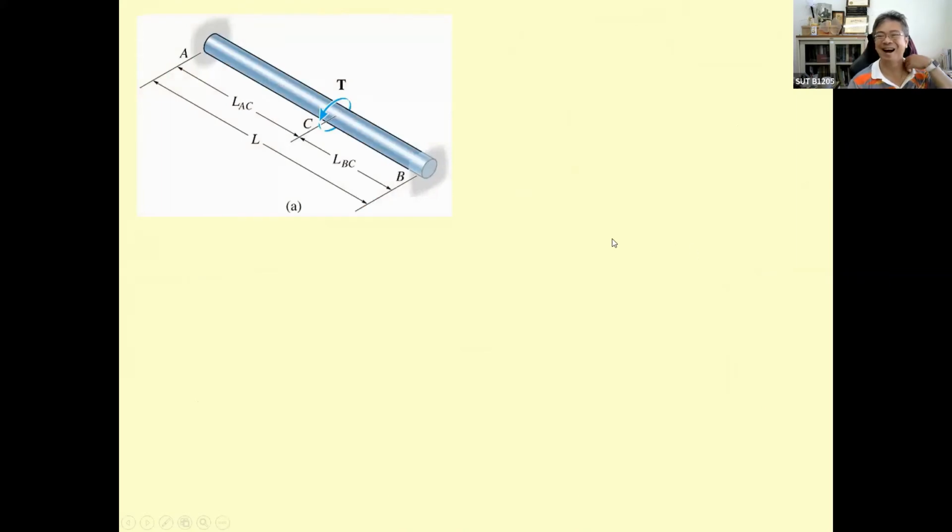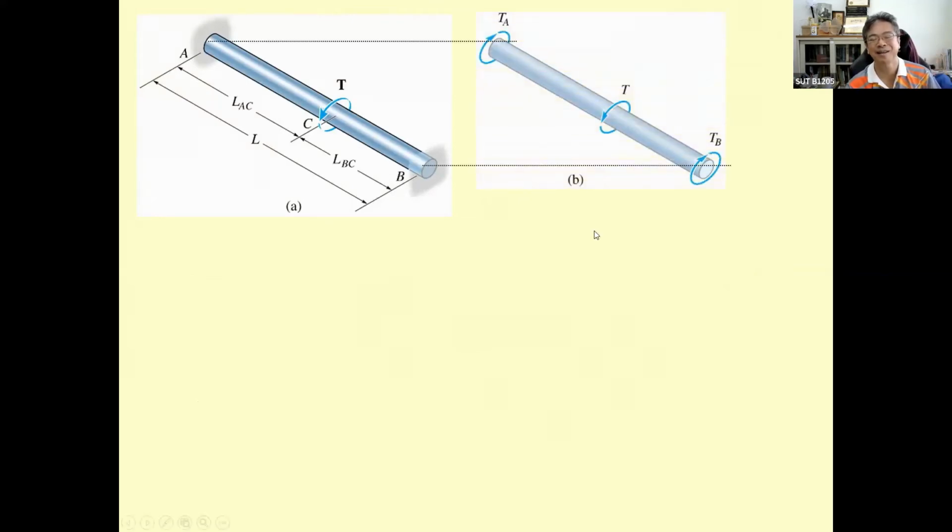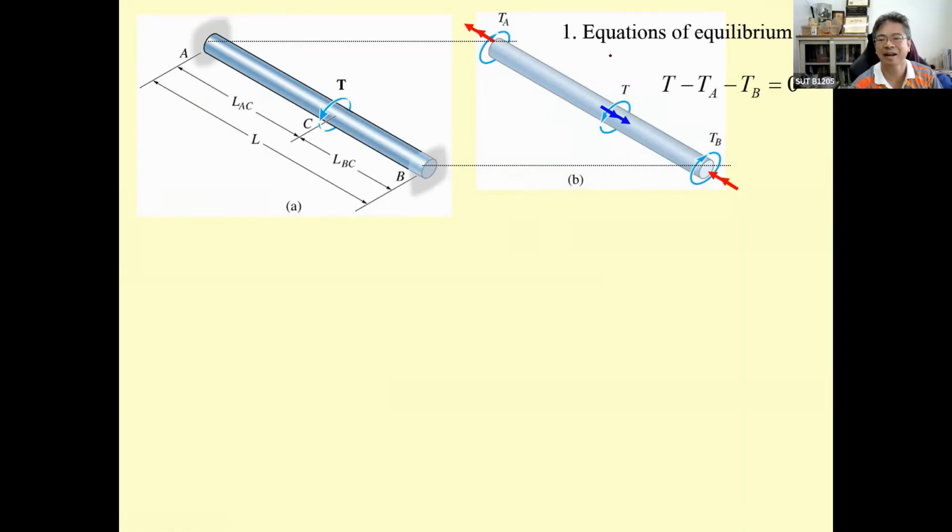In the next course, when you are talking about this, first we draw the free body diagram again. For this one, it's simpler than before. This T is coming from this angle, and then the T sub A and T sub B must be in the opposite direction of the T. So, summation of the moment about the X axis.